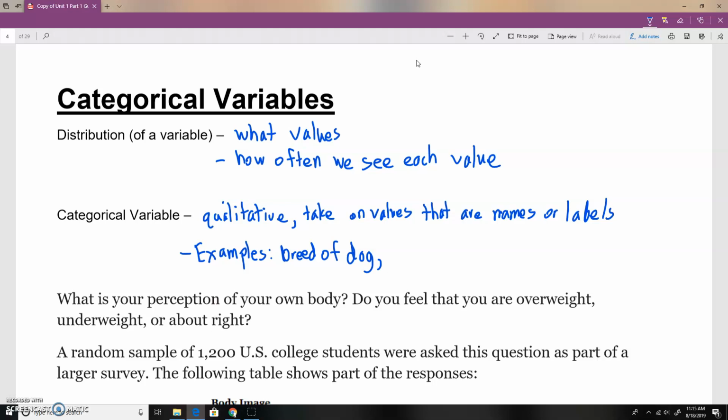Or let's say we had a bunch of colored balls. Well, the color of each ball would be a categorical variable. Red, green, blue, yellow, so on. Okay? Well, let's look at some of the ways we can work with these categorical variables.